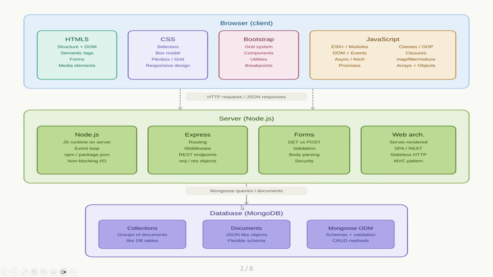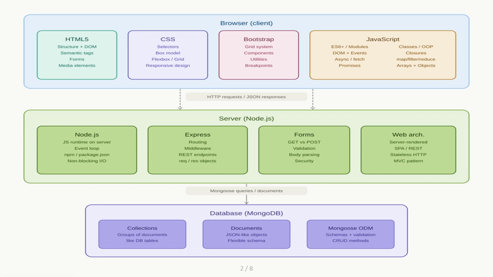And then finally, you've got the database layer. So MongoDB is what we're using in this course. Unlike traditional SQL databases, which use tables and rows, MongoDB stores documents. So they're JSON objects with flexible nesting, and they're schema optional. Documents live inside collections, which are essentially similar to tables.